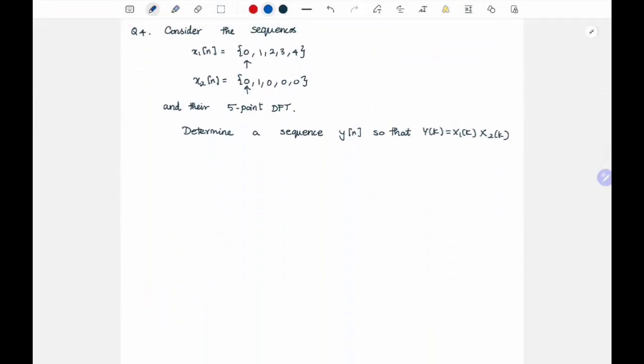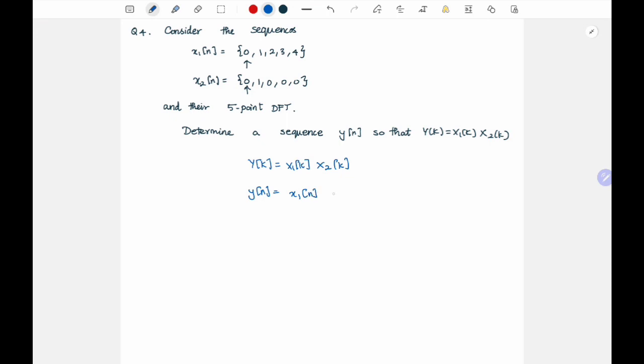Consider the sequences x1 of n equal to 0, 1, 2, 3, 4 and x2 of n equal to 0, 1, 0, 0, 0 and their 5-point DFT. Determine a sequence y of n so that Y of k is equal to X1 of k into X2 of k. So it is multiplication in the DFT domain. So in my IDFT domain, it will be circular convolution.